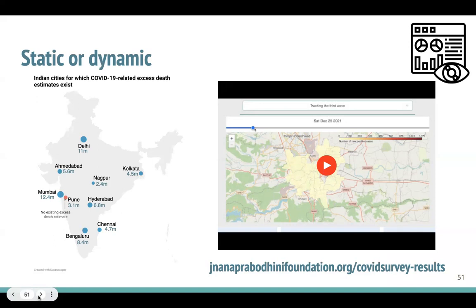So on the left, you have a static map, which we in Jnana Prabodhini Foundation have created about the excess COVID-19 related deaths. So the size of the circle denotes the population of the city, and these are just cities for which these estimates exist. And Pune did not have any. So we did it for the first time. So you can watch our webinar, go to our website for results about that.